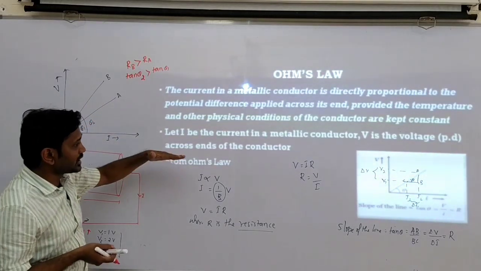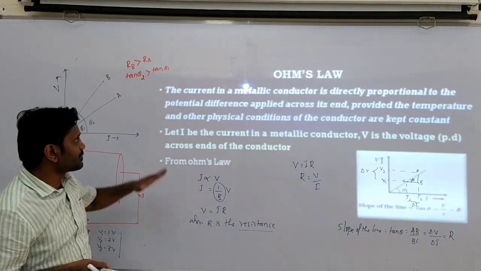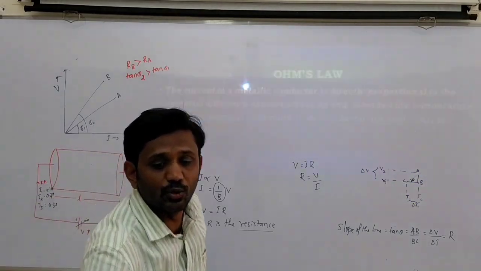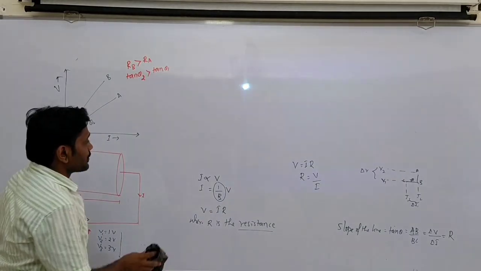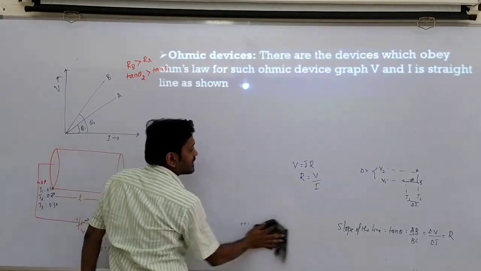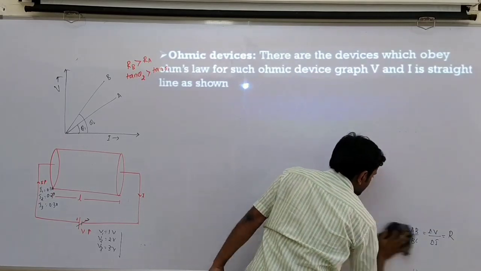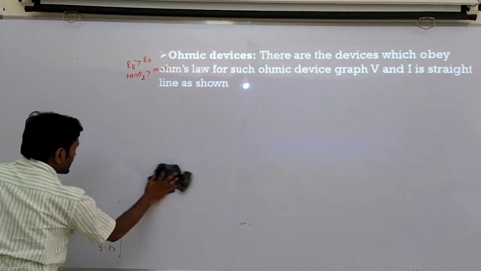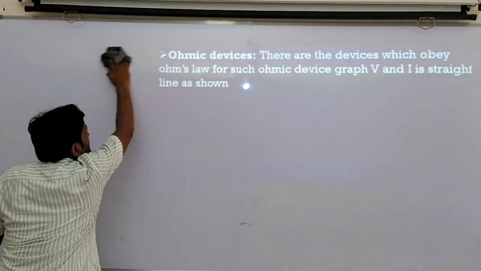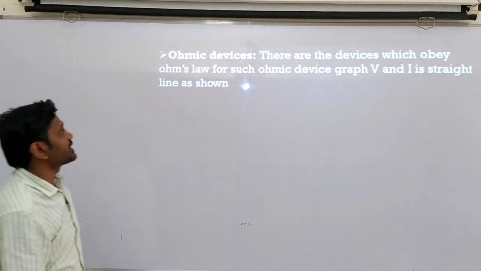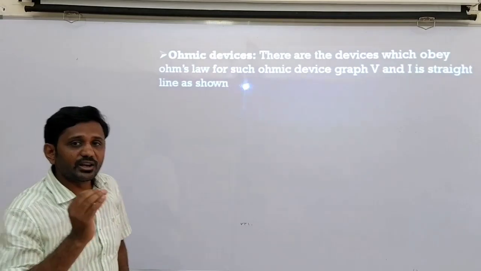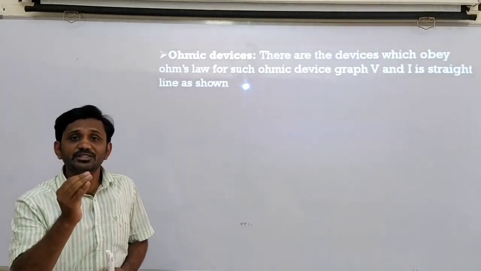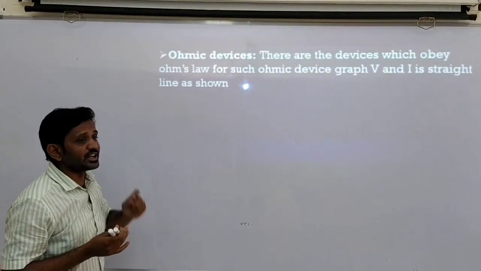Okay. Now, based on this Ohm's law, we have to categorize two types of devices. One is ohmic devices and another is non-ohmic devices. First one we can take as ohmic devices. What is meant by ohmic devices? These are the devices which obey Ohm's law. The devices which obey Ohm's law, we can call as ohmic devices.